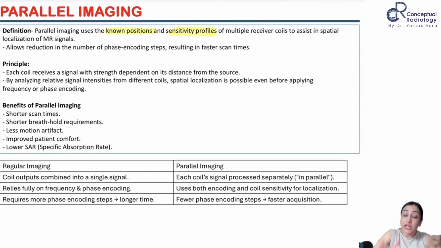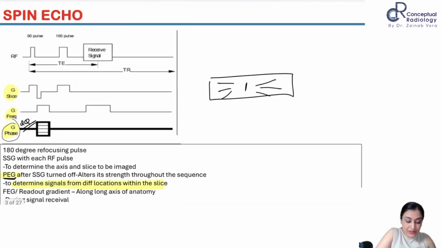So the spatial localization and the sensitivity, the buzzword here is that different signal sensitivity comes depending on the distance from the source, right? So look at this concept here, you'll understand better. Each coil receives a signal with strength dependent on its distance from the source, right? So this means that every coil will have a different signal intensity. So if I know the signal intensity is directly proportional to the source, do you agree that can help me in spatial localization? Means my reliance on the phase encoding gradient can actually decrease.